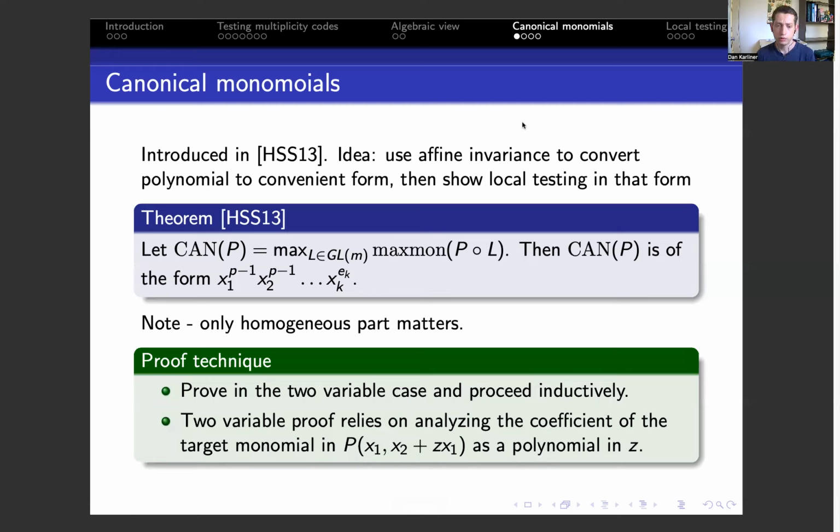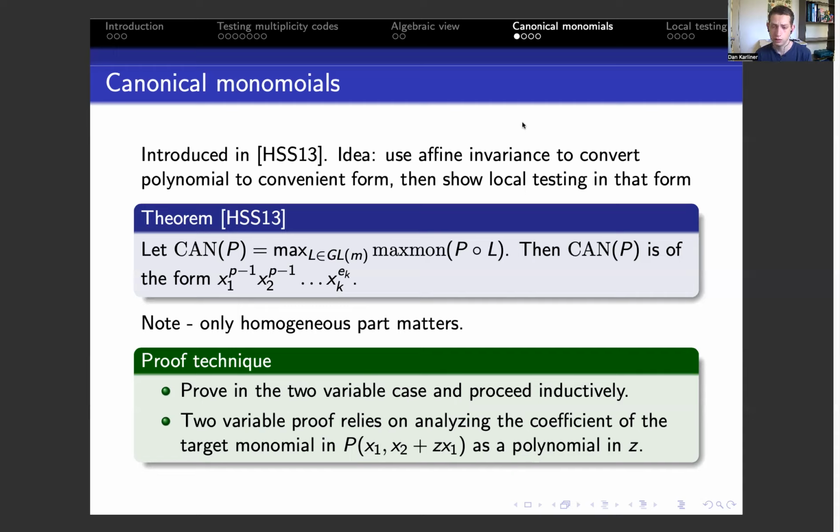The way they prove this is in basically two steps. The first one is that they prove it in the two-variable case. They just show you can move degrees from x2 to x1 as much as possible. And then they proceed inductively. They show that you can move all your degrees from x3 to x2, and then from x2 to x1, and so on. And the only way for you to not be able to move anything anymore is if your polynomial is in this specific form. The two-variable proof is pretty simple.